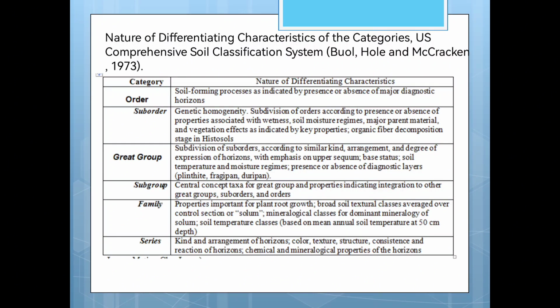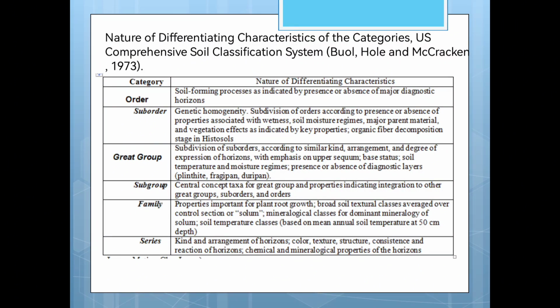So the order, ano nga bang ibig sabihin ng order? So these are the highest. This is a soil forming processes as indicated by presence or absence of major diagnostic horizons. Order. Suborder, this is the genetic homogeneity, the subdivision of orders according to presence or absence of properties associated with wetness, soil moisture regime, major parent material, and vegetation effects as indicated by key properties like organic fiber decomposition stage in histosols. And then we have the grade group.